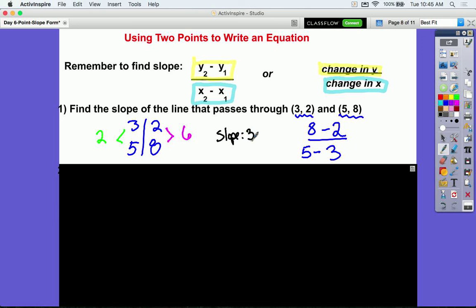of 3. And if you're doing it this way, real simple, 8 minus 2 obviously is 6, 5 minus 3 is 2. Either way you're doing this, it doesn't really matter to me. Let's just make sure you're doing it in a way that you feel comfortable. Now that I have the slope of my line, right? Slope of the line is 3.